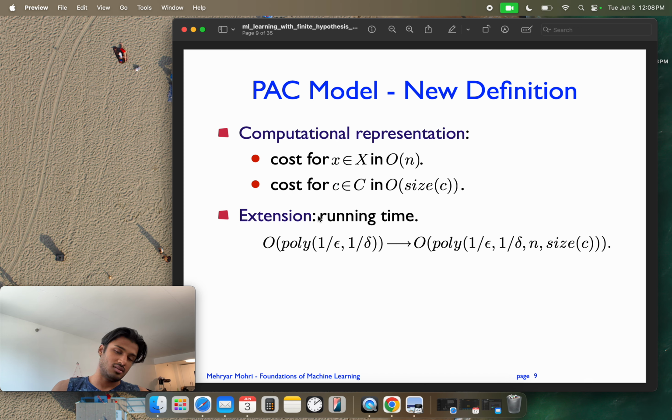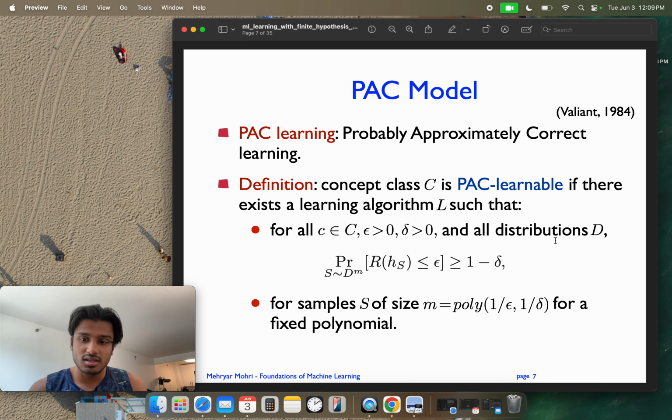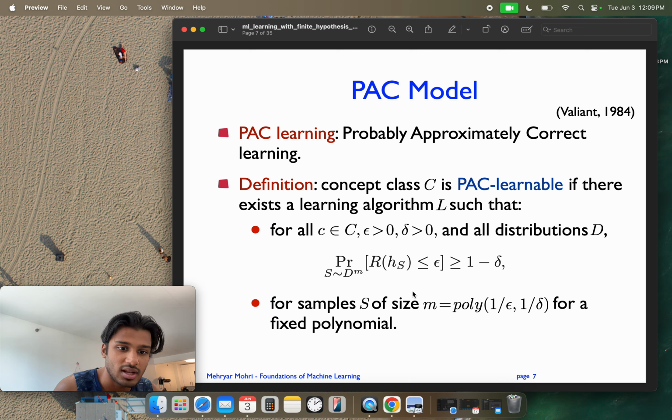Then the extension is that the running time is not only polynomial in 1 over epsilon and 1 over delta, but also polynomial in the cost of storing the sample and the cost of the hypothesis set. Essentially, okay, fine. The real thing is this: basically, this entire slide says that if you want a more accurate result with higher probability, you need to throw in more samples. That's the intuition.